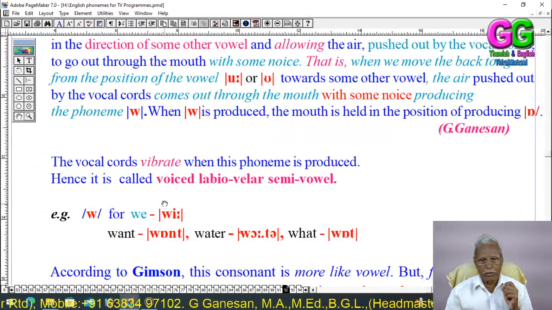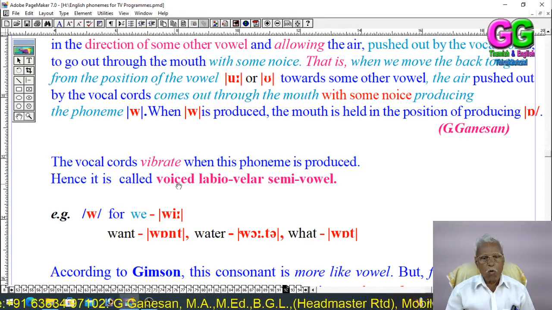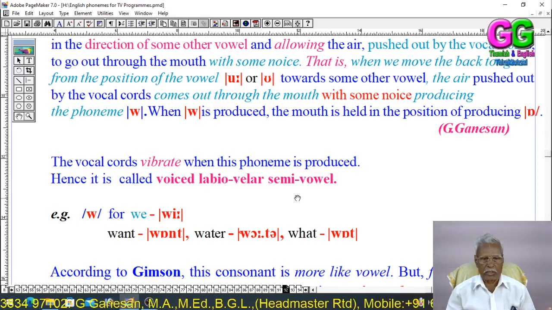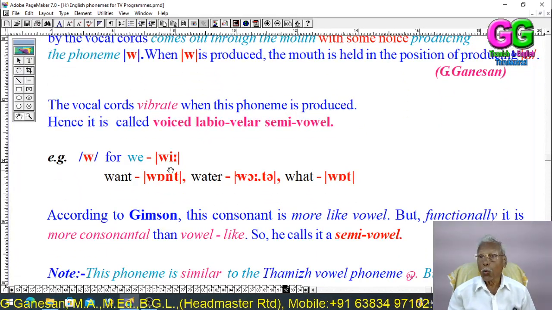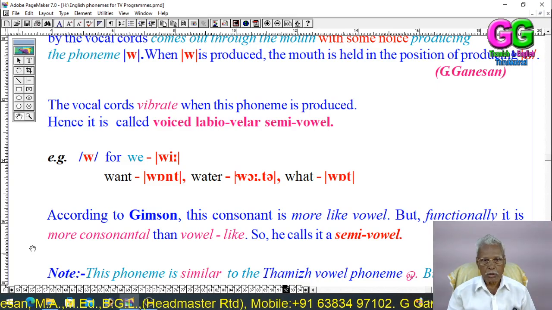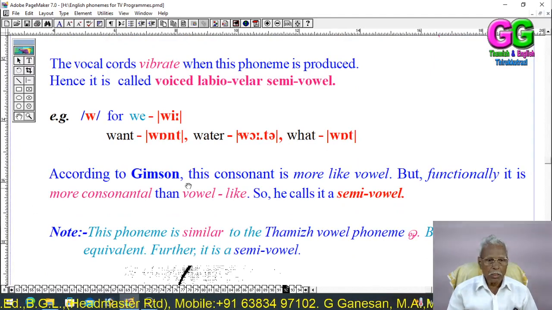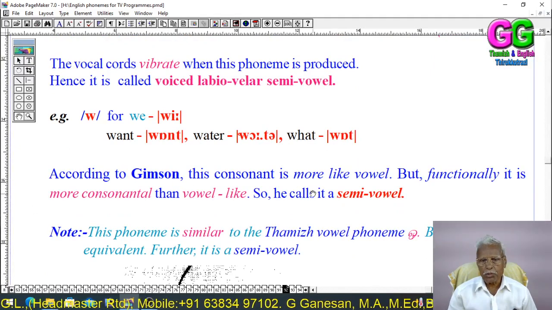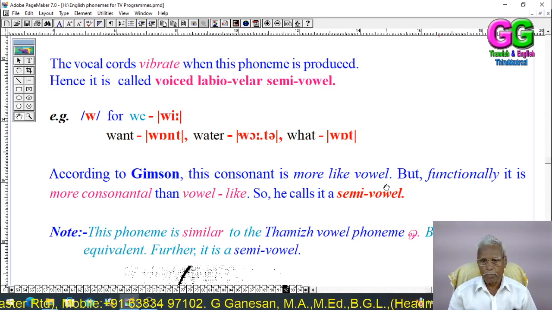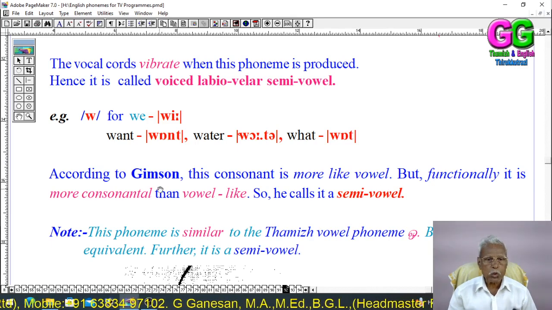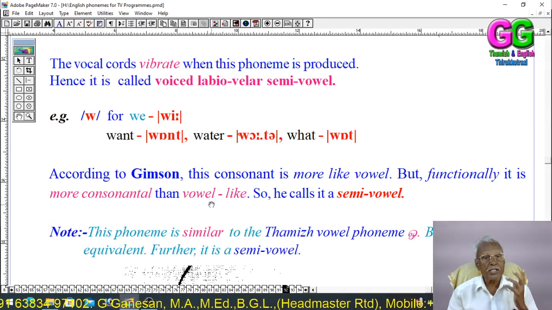Vocal cords vibrate when this phoneme is produced. Hence, it is called a voiced labio-velar semi-vowel. Examples: W as in we, won't, water, what. According to Jones, it is a consonant that is more like a vowel, but functionally it is more consonantal than vowel-like. So he calls it a semi-vowel.